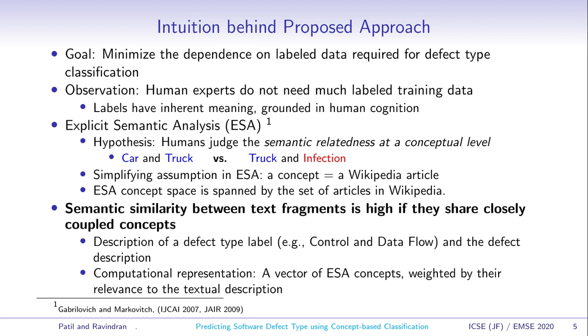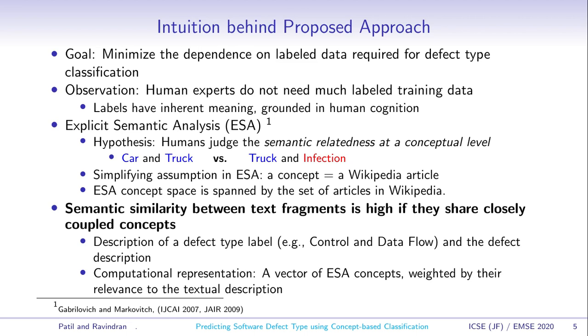The ESA framework approximates the amorphous abstract human concept space using Wikipedia to get a computationally amenable representation. They assume that a Wikipedia article can be considered as equivalent to a concept in the human concept space. Given a text fragment, ESA represents it computationally as a vector of most relevant Wikipedia articles along with their degree of relevance. We use this property for the software defect type classification.